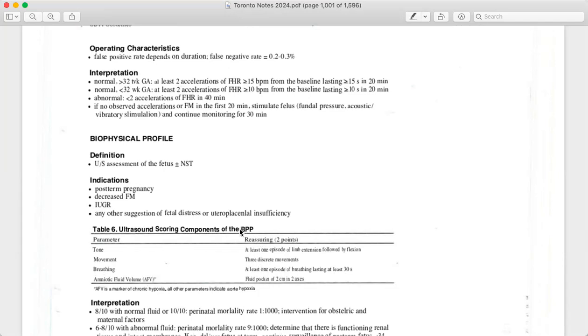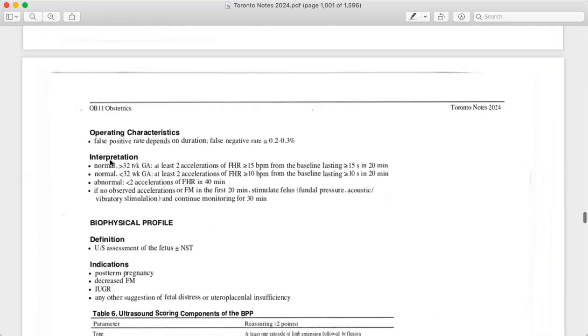So you need to know what the parameters of BPP are. What are those 4 parameters? In CDM, they can ask you to write down the 4 parameters of the BPP, or in MCQs, they can ask you to choose from the options what the 4 parameters are, or they can give you a case where the BPP shows one episode lasting for 30 seconds, is it normal, or what are you going to do next? If this is normal, then you are going to do the reassurance. That's why you need to know this table 6, ultrasound scoring component of the BPP.